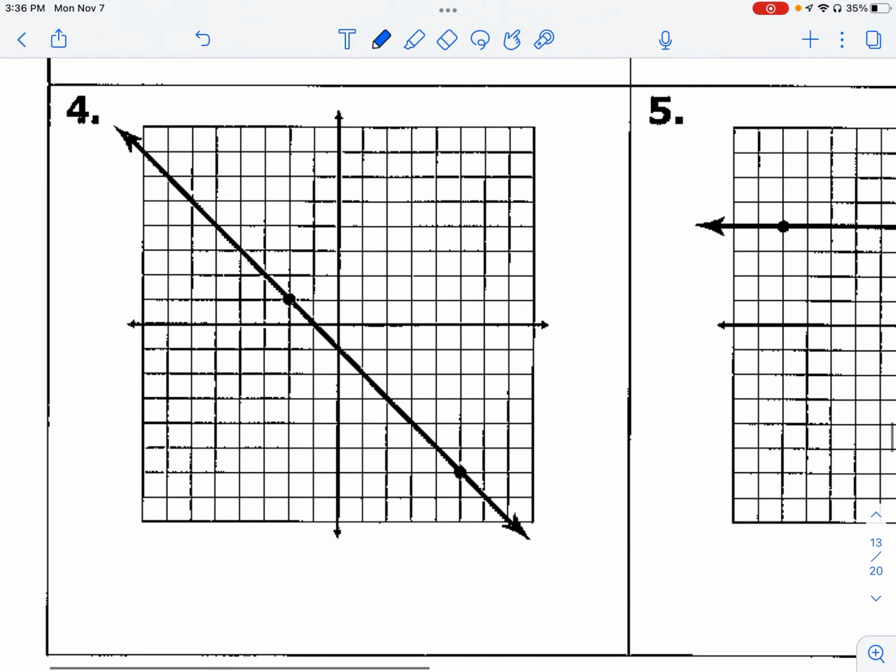These are fun. Let's do a couple more. Here, our rise is going to be negative because we're dropping. So it's 1, 2, 3, 4, 5, 6, 7. So m equals negative 7. And the run is 1, 2, 3, 4, 5, 6, 7, also 7. So m equals -1.